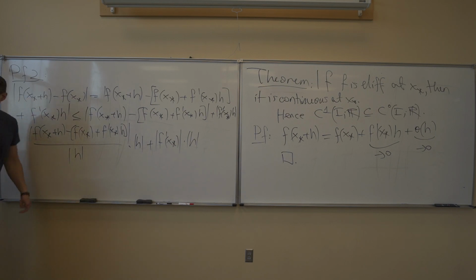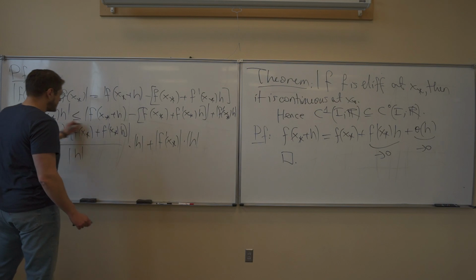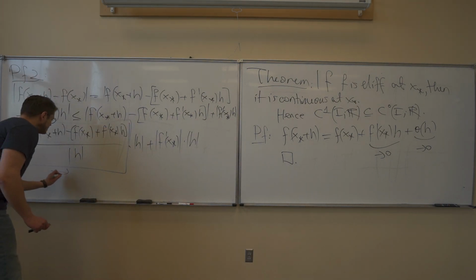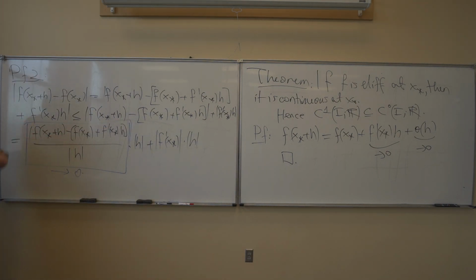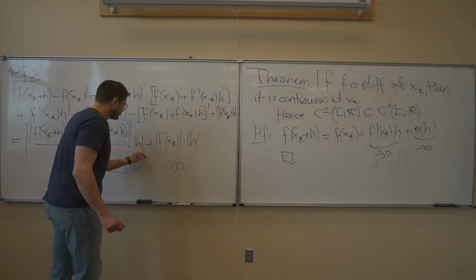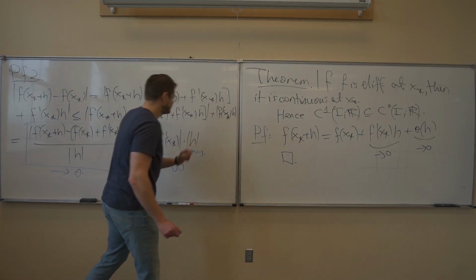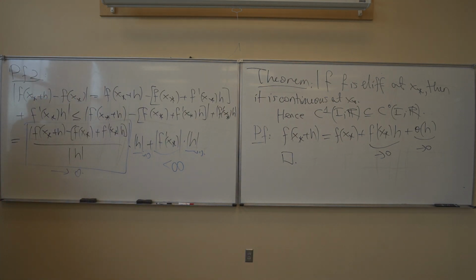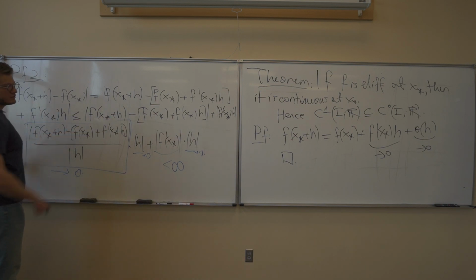Here's the solution, the end. I know that as h goes to 0, this goes to 0, because I assume that f is differentiable. This is a number. This goes to 0, and this too goes to 0. That's the more conventional proof of the same statement. As you see, it's a lot more involved. They are both perfectly valid, okay? They are both rigorous. Okay, that's it.